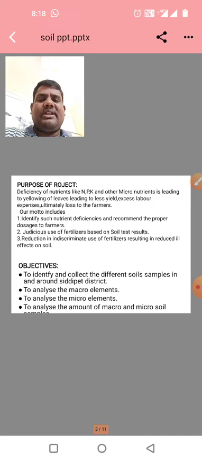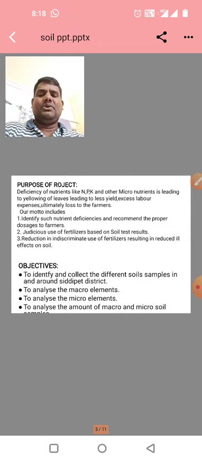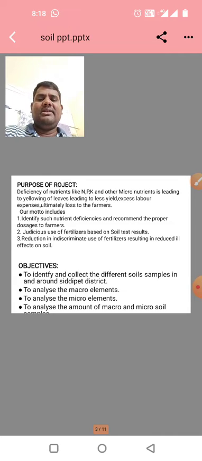Judicious use of fertilizers based on soil test results. Reduction in indiscriminate use of fertilizers, resulting in reduced ill effect on soil. Objectives: to identify and collect the different soil samples at random in Siddipet, to analyze macroelements and microelements, and to estimate the nutrients.